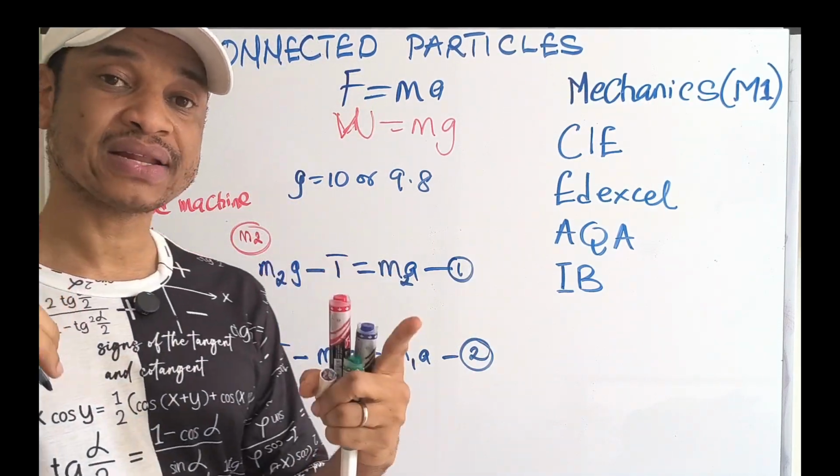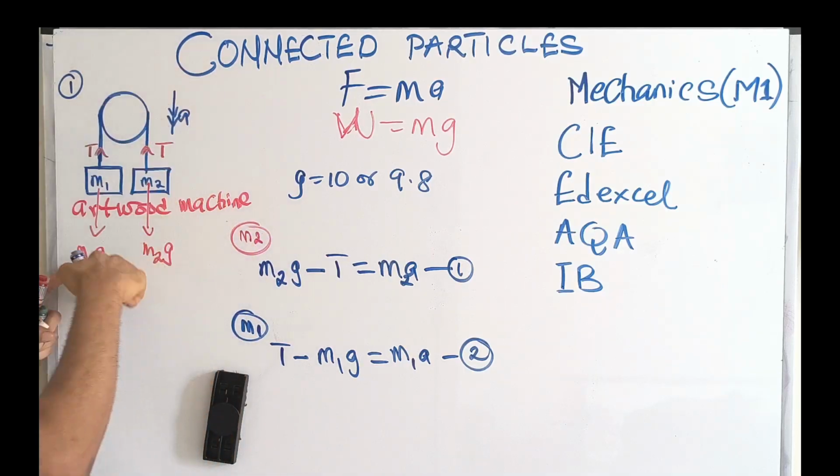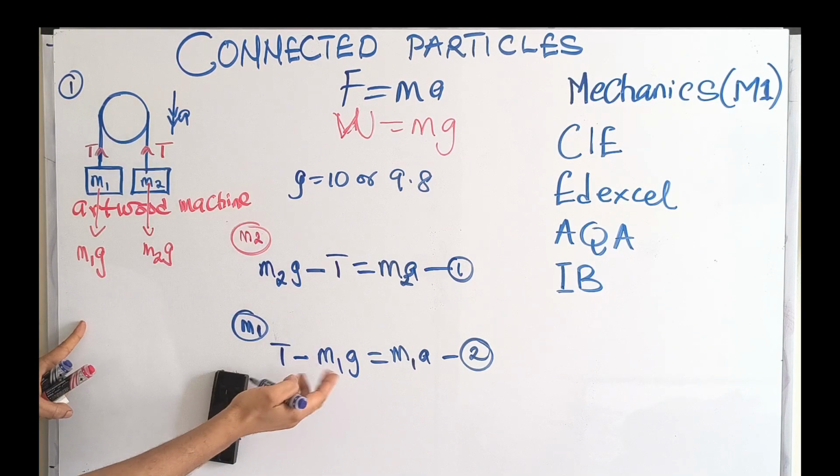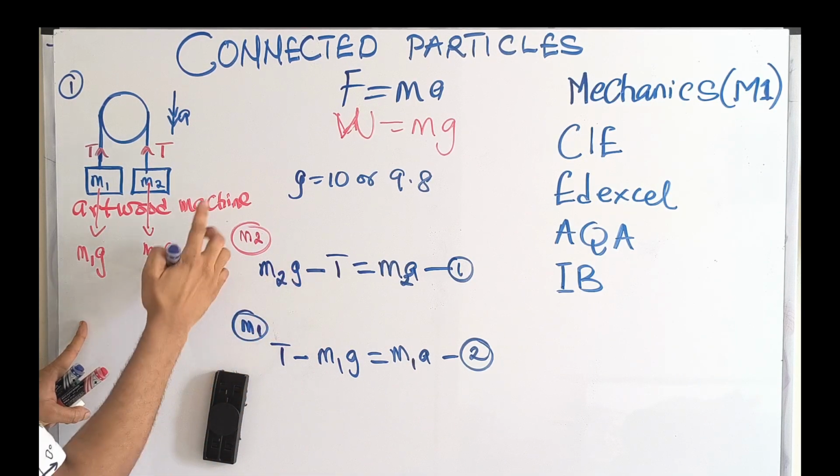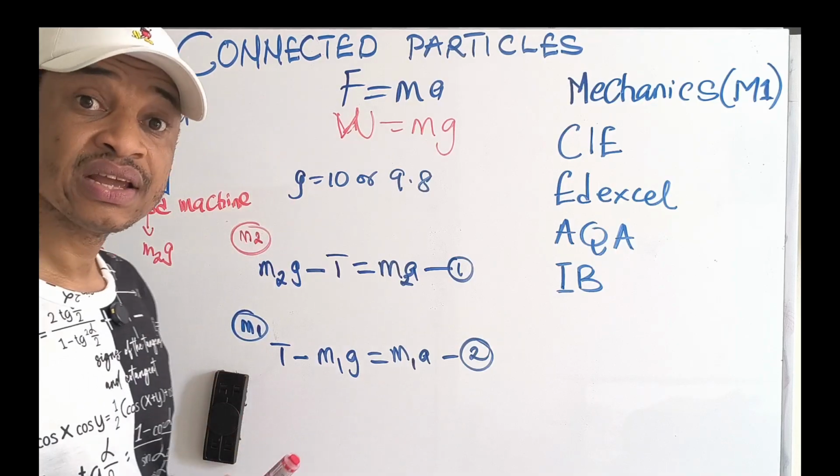So the direction matters. So if I was going like this, this minus this is equals, so these signs will change. So if I was going like this, it would just be the opposite direction.